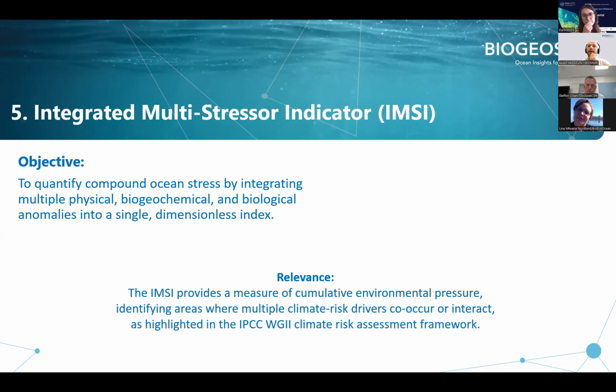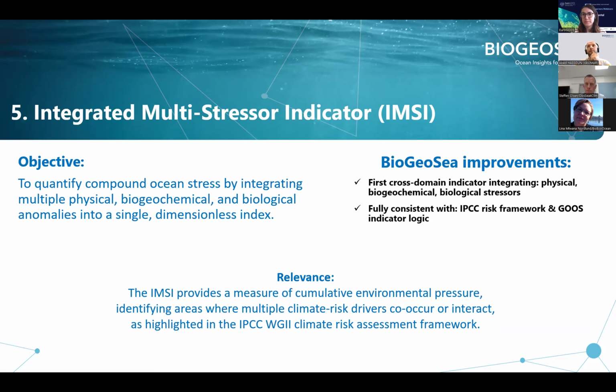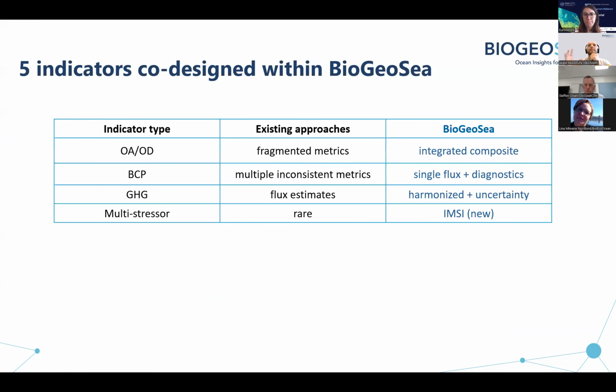So this indicator provides a measure of cumulative environmental pressure, identifying areas where multiple climate risk drivers co-occur or interact. So also here we are trying to be consistent with international frameworks like the IPCC, for example. This is the first cross-domain indicator integrating physical, biogeochemical, and biological stressors in line with, as I said, international frameworks. So this is just to summarize what exists and how we in BioGOC are advancing it.